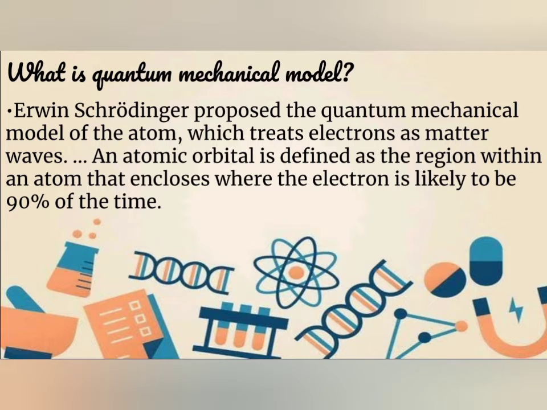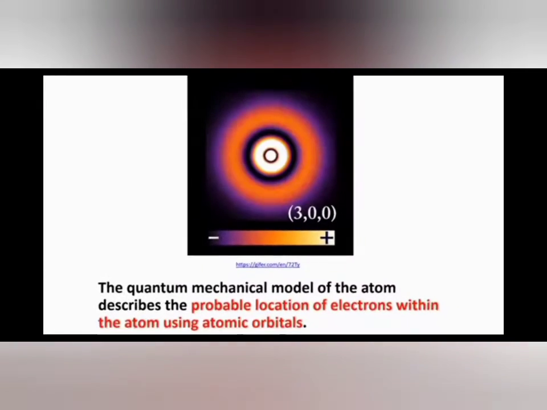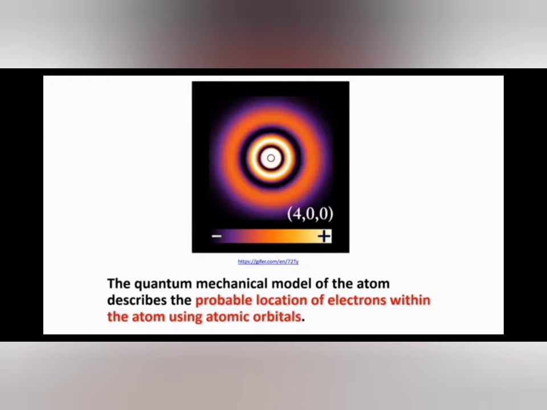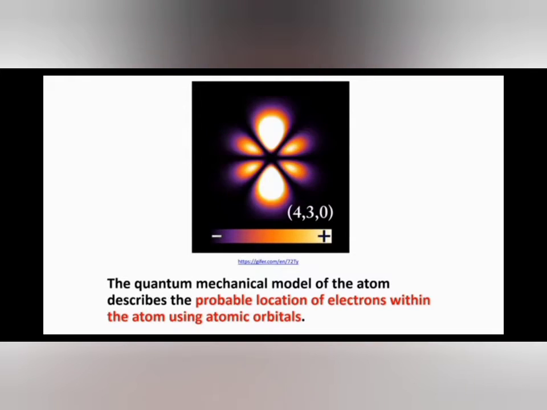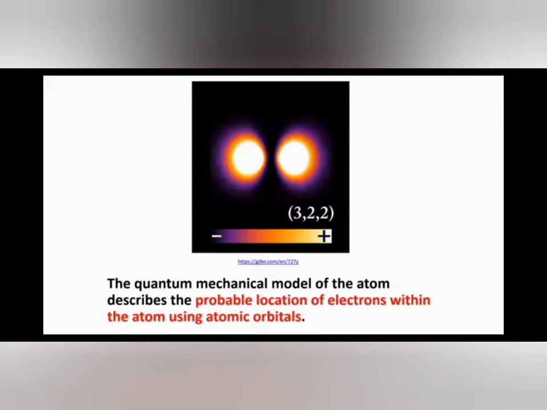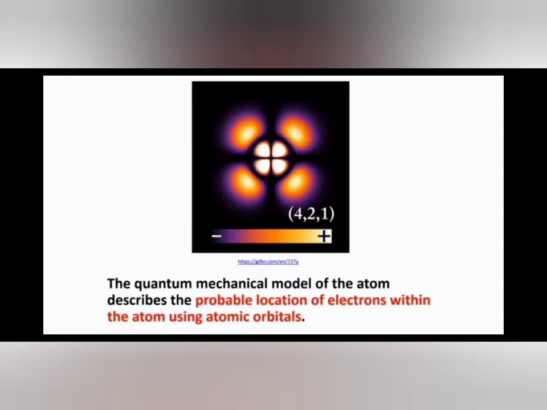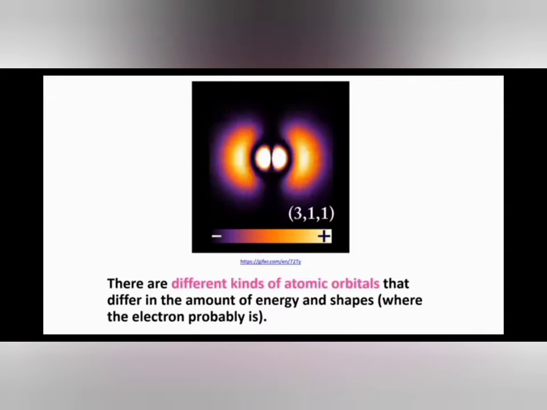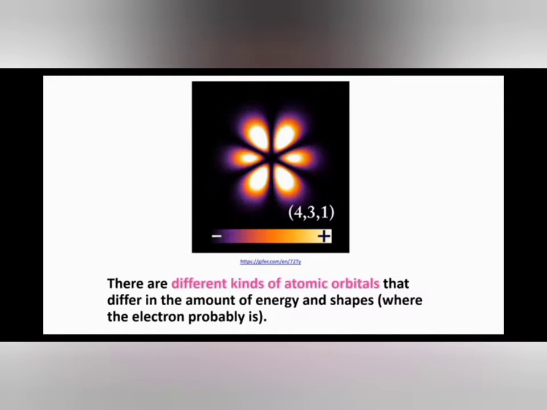Erwin Schrödinger proposed the quantum mechanical model of the atom, which treats electrons as matter waves. An atomic orbital is defined as the region within an atom that encloses where the electron is likely to be 90% of the time. Rayleigh, Schrödinger, and Heisenberg arrived at the idea that the quantum mechanical model of the atom describes the probable location of electrons within the atom using atomic orbitals. As you can see in the animation, there are different kinds of atomic orbitals that differ in the amount of energy and shapes where the electron probably is.